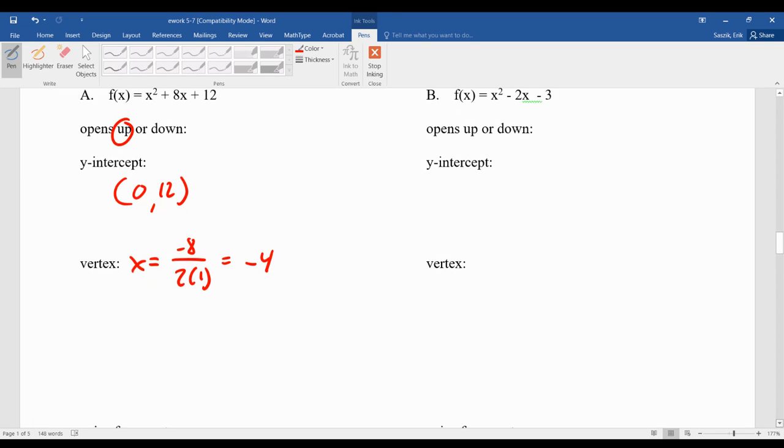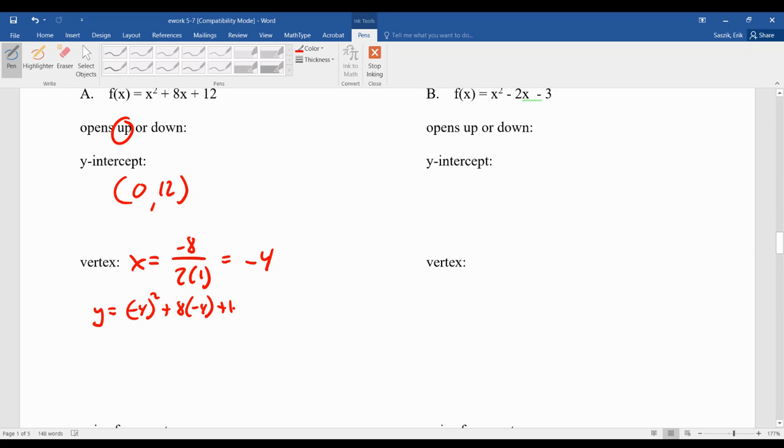To get the y value, take that -4 and plug it into the equation. Y equals, you square the x, plug in the -4 there. Okay, this should come out to 16 minus 32 plus 12. And that's going to be -4 as well. So our vertex is actually -4, comma, -4.